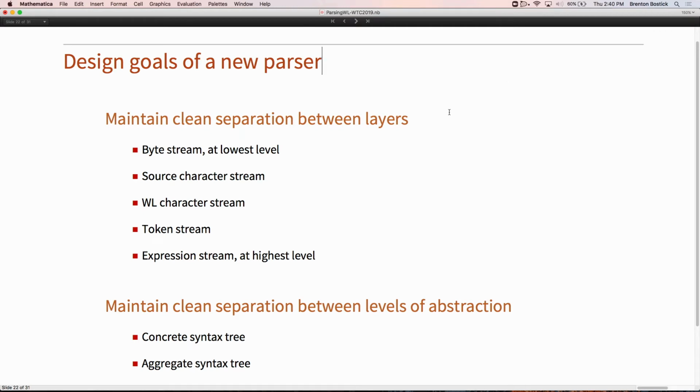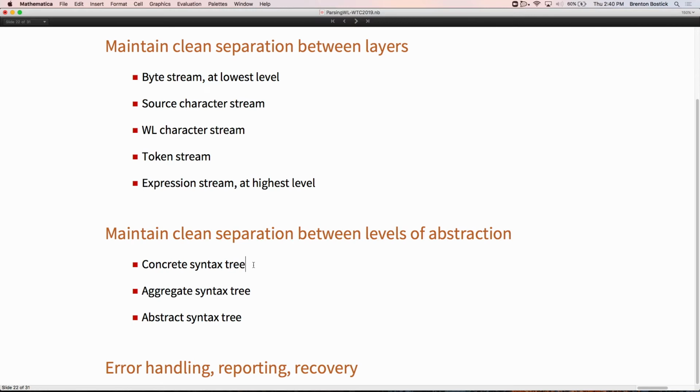Design goals of a new parser. I wanted to maintain clean separation between these different layers, which I've called the byte stream, the source character stream, the Wolfram language character stream, token stream, and expression stream. Bytes are at the lowest level and expressions are at the highest level, and this is all stuff in between. I'm not going to be talking about what they all completely are, but I can answer questions afterwards. And maintaining clean separation between levels of abstraction between concrete syntax, aggregate syntax, and abstract syntax. Aggregate syntax is actually a term of art that I've made up because I felt a need for this in-between state, which I'll talk about later, and better error handling, reporting, and recovery.